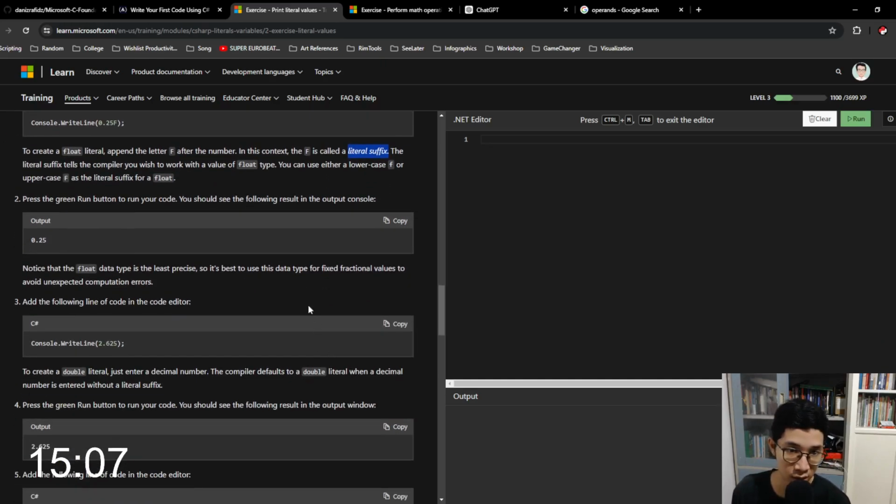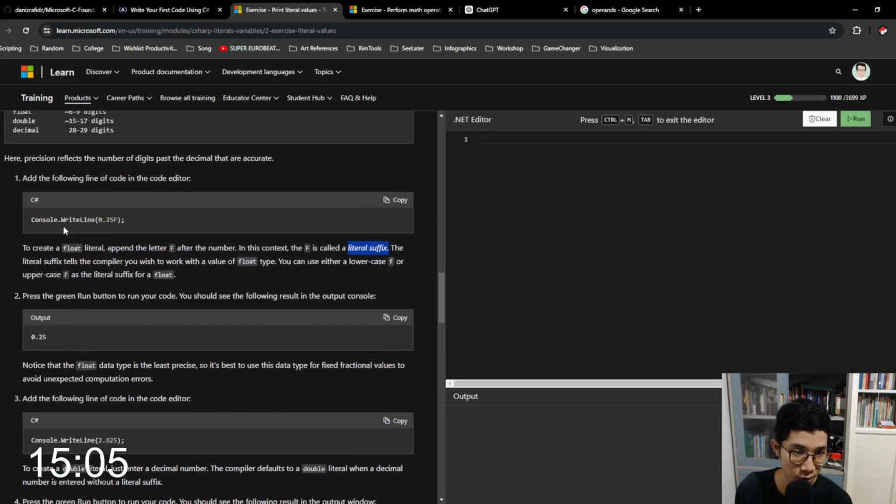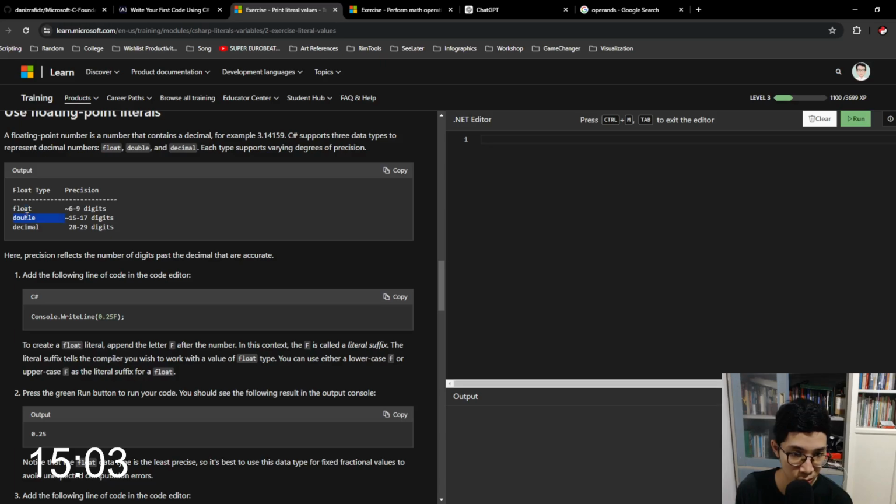So it's called literal suffix. There is f for float. Double is without any literal suffix. The antonym of suffix is prefix. Prefix means before anything else. Suffix means after anything else. Prefix is just like the dollar sign in interpolation and the at sign in verbatim strings.